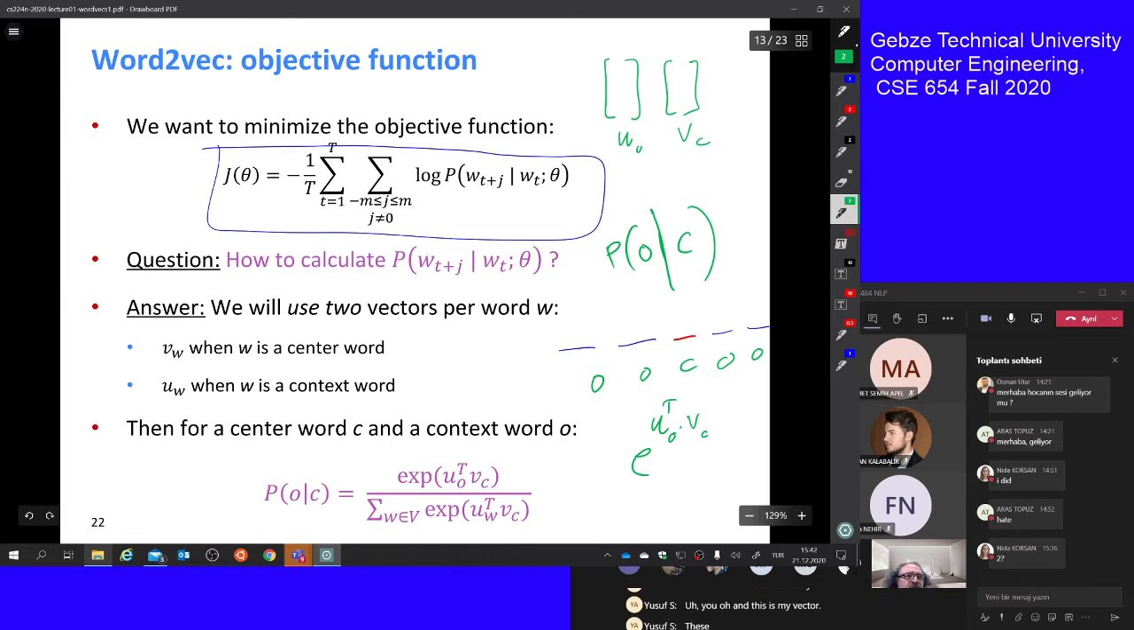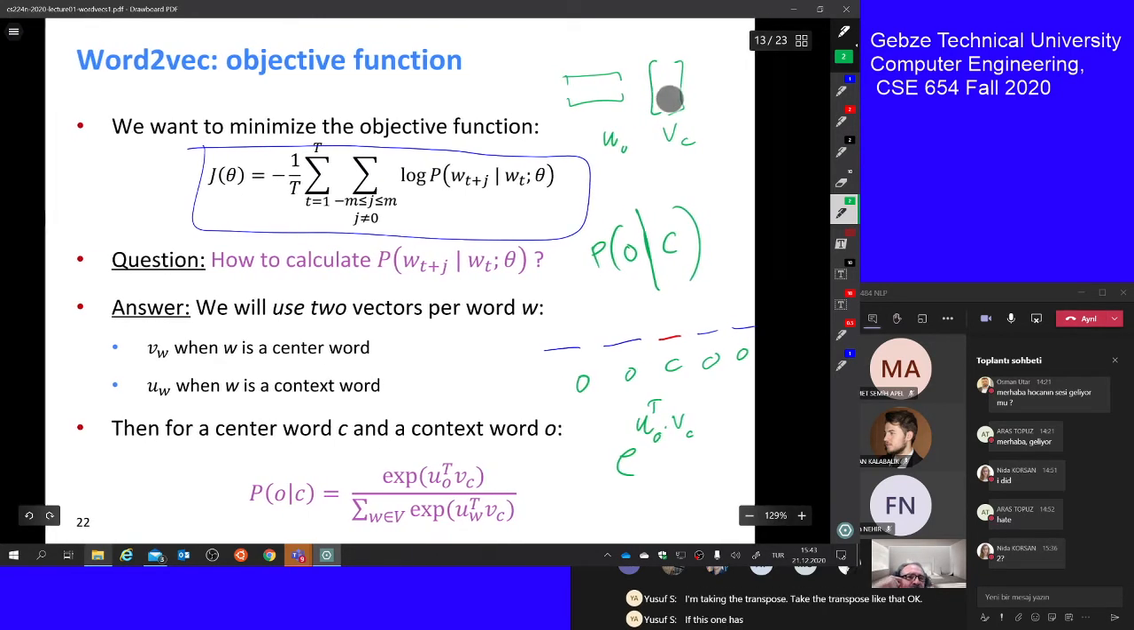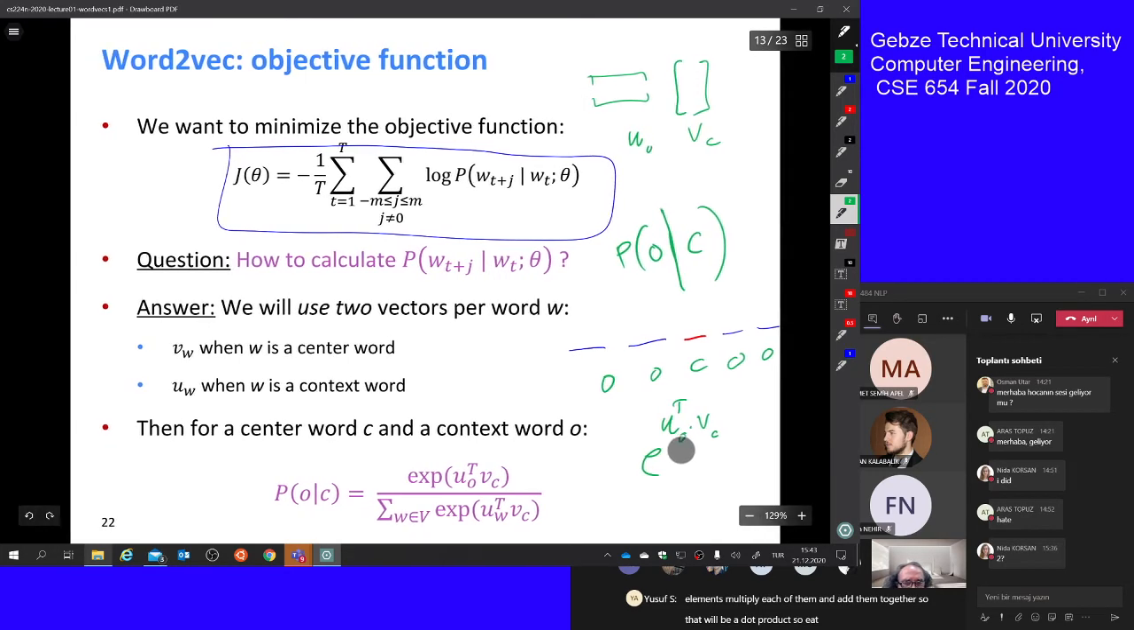and this is my vector v_c. You cannot multiply these directly, so I am taking the transpose like that. If this one has 100 elements and this one has 100 elements, multiply each of them and add them together. So that will be a dot product. So e to the dot product of something.